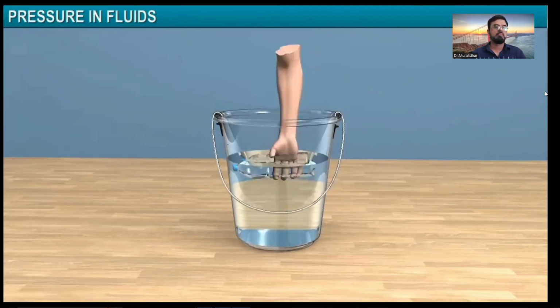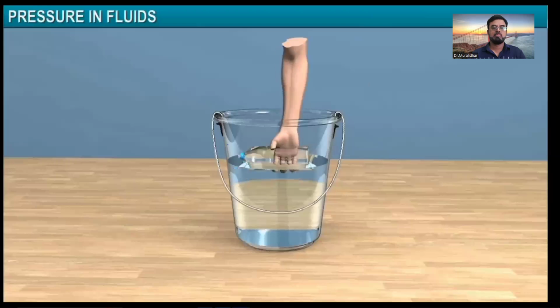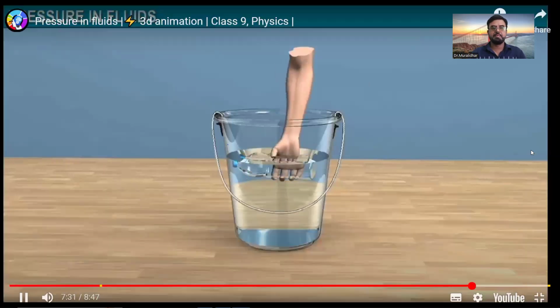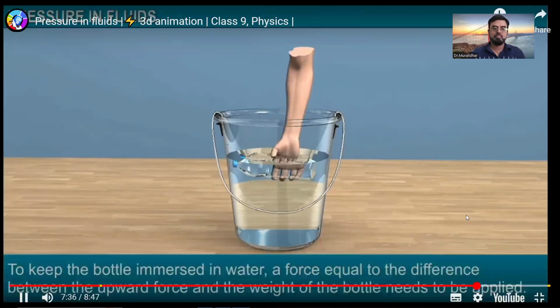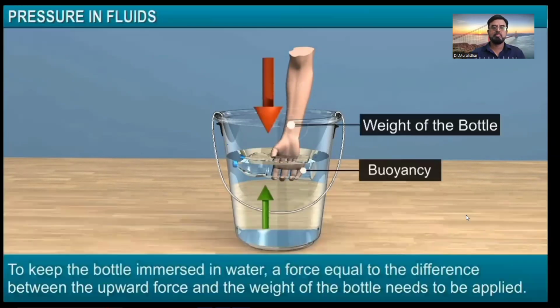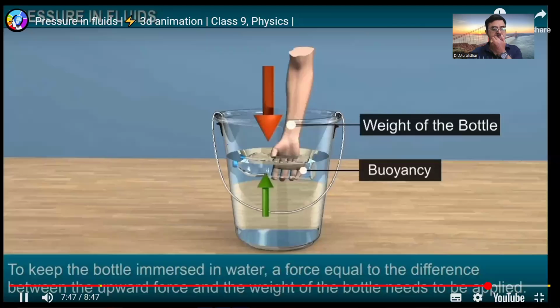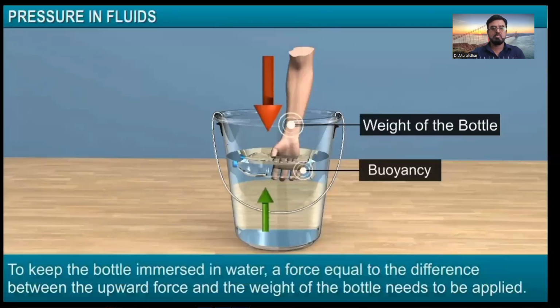In order to make the bottle immerse completely in water, the volume of water equivalent to that of the bottle must be displaced. To keep the bottle completely immersed, the upward force on the bottle due to water must be balanced. This can be achieved by an externally applied force acting downwards. This force must at least be equal to the difference between the upward force and the weight of the bottle.